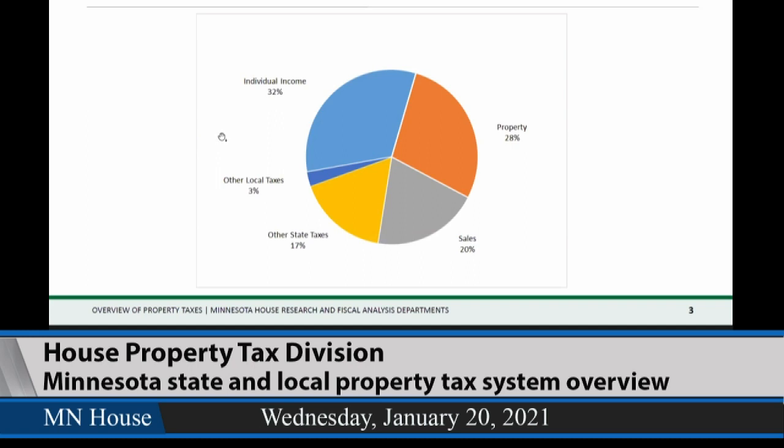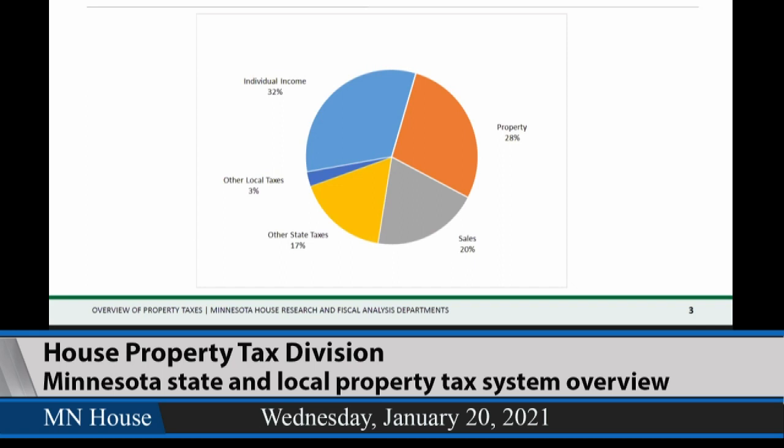This chart summarizes all state and local taxes collected in Minnesota for fiscal year 2020. The size of the entire pie of state tax revenues totals $37.4 billion. About $26.7 billion, or 60%, is collected from state tax sources, and $10.7 billion, or 40%, is from local tax sources.